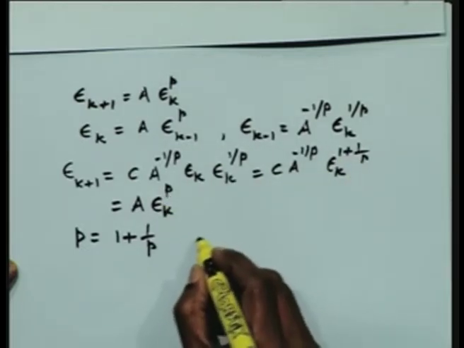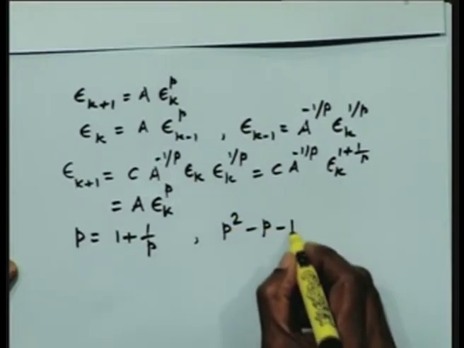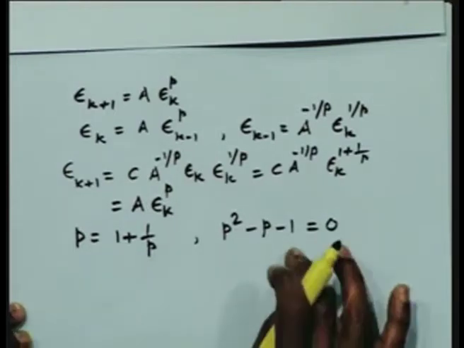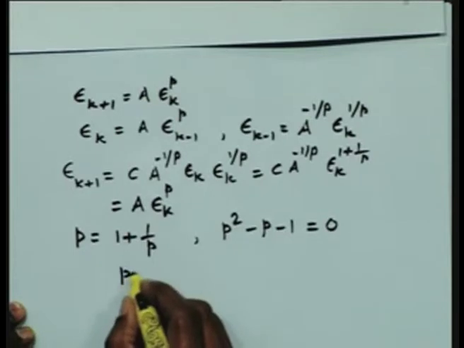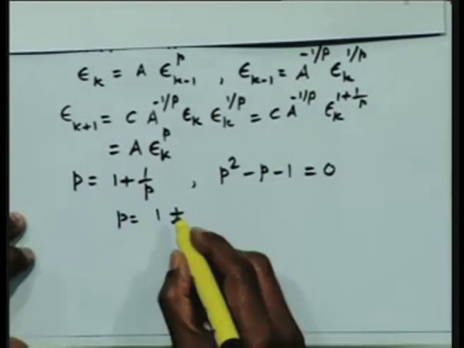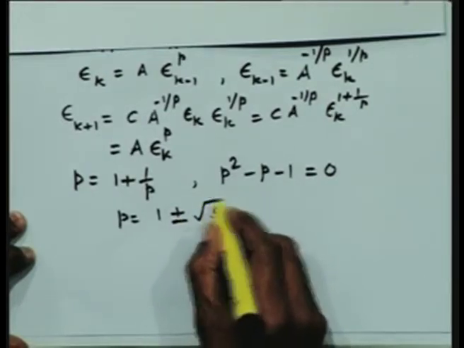Now let us try to solve this. This gives you p^2 - p - 1 = 0. So I am taking everything to the left hand side. Solve for p. The value of p will be equal to (1 plus or minus the root of 1 + 4), that is root 5, by 2.